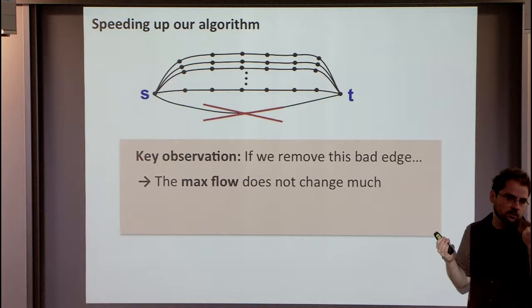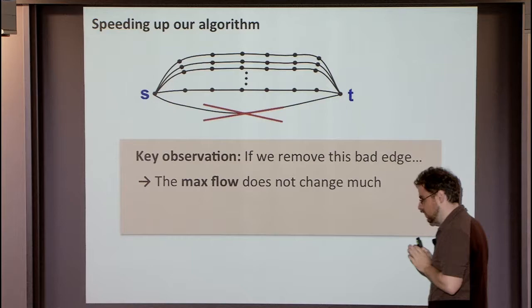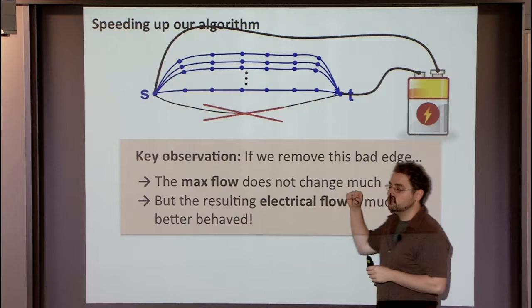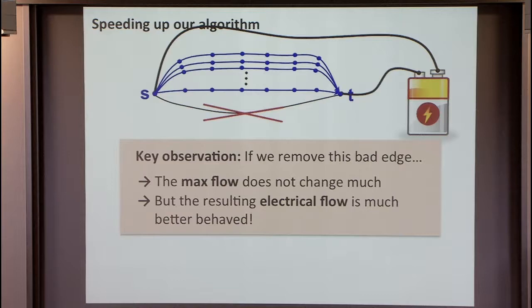And we are OK with a one minus epsilon approximation, where epsilon is usually taken to be some constant. So clearly, we can afford to remove this edge. It will not change our answer too much. But on the other hand, the funny thing is that once we remove this edge, the behavior of the electrical flow in the residual graph becomes much, much nicer. Actually, the electrical flow becomes a max flow right away.